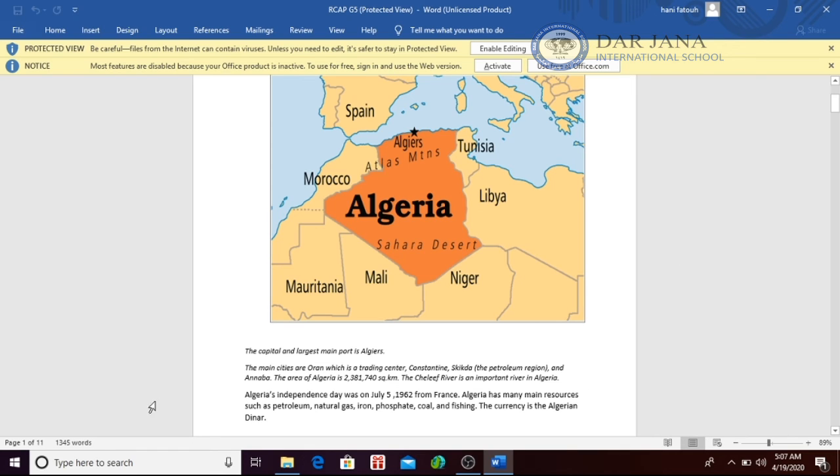Algeria has many resources: petrol, which is the oil, natural gas, iron, phosphate, coal, and fishing. Fishing is very important for the simple reason that the Mediterranean Sea is here, and Algeria profits from that wonderful fishing resource as a main resource for the balance of its economy. The currency in Algeria is the dinar, so it's not riyal or dirham. This is something very important.